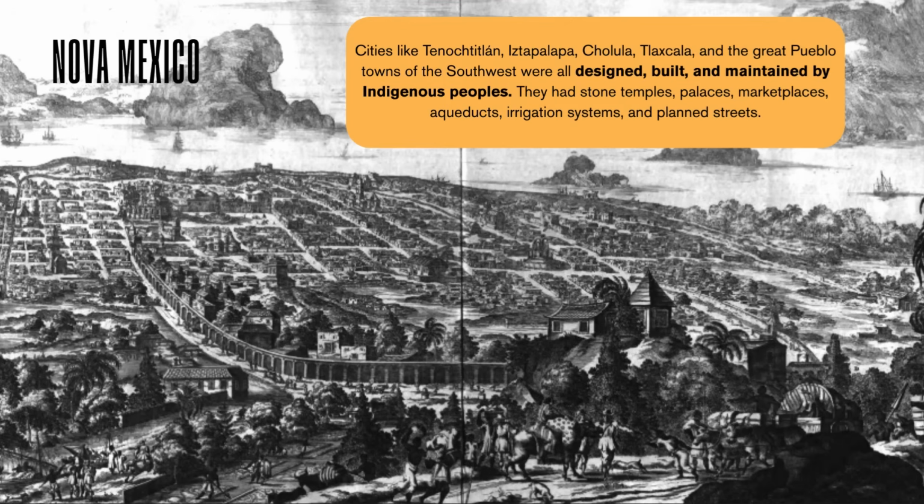And so cities like, forgive me for my pronunciation, Cholula and Palapa and the great Pueblo towns of the Southwest were all designed, built, and maintained by indigenous peoples. And they had stone temples, palaces, marketplaces, aqueducts, irrigation systems, and planned streets. All of this. And this is just one of the cities, just one of them. So again, established and maintained cities and towns by indigenous peoples.